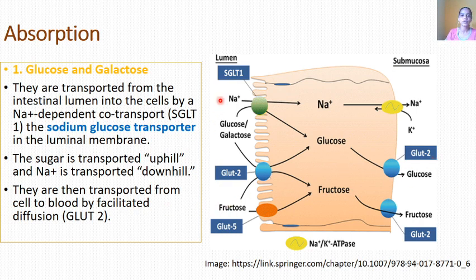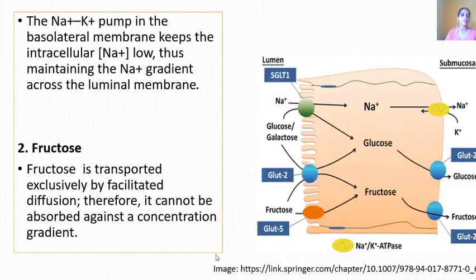And here you see sodium is moving from a region of its higher concentration to a region of its lower concentration. Glucose is moving against its concentration gradient. Both glucose and galactose can be passed in a similar way. Whereas there is a last one, fructose. This is transported through facilitated diffusion.